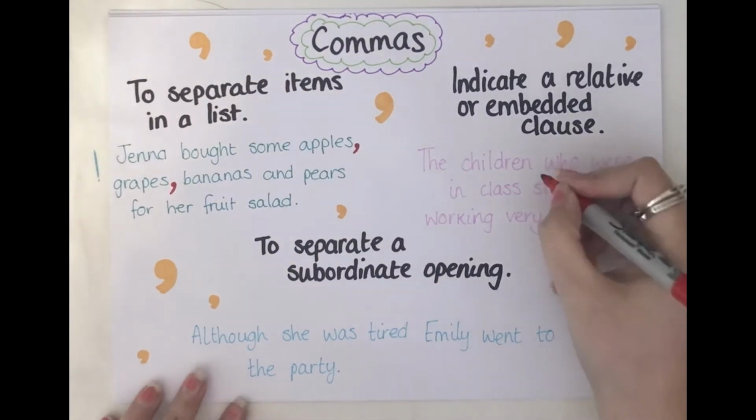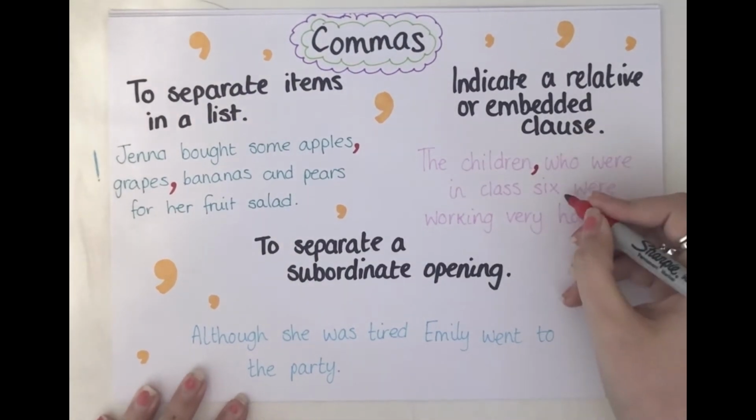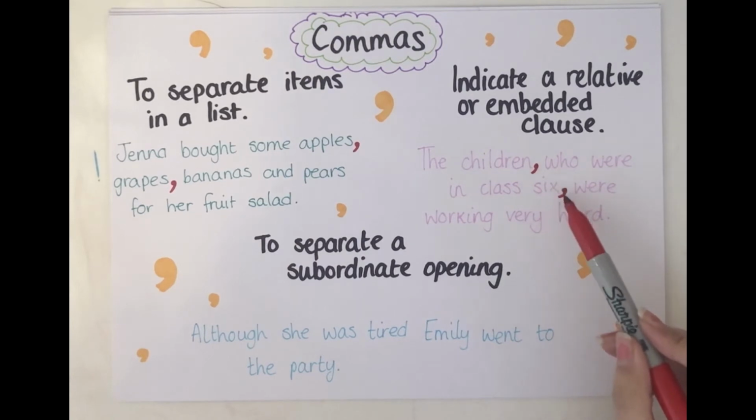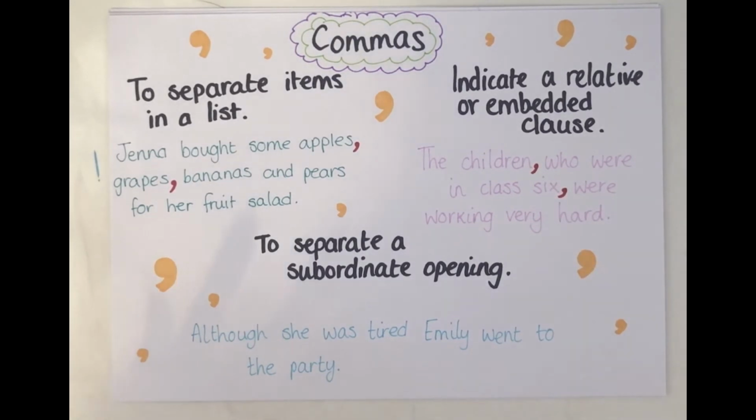So for example, the children, who were in class 6, were working very hard. That part between the two commas we could take out, and the sentence, the children were working very hard, still makes perfect sense. This information within the commas is just a relative or embedded clause, so it's just some extra information in there about those children.